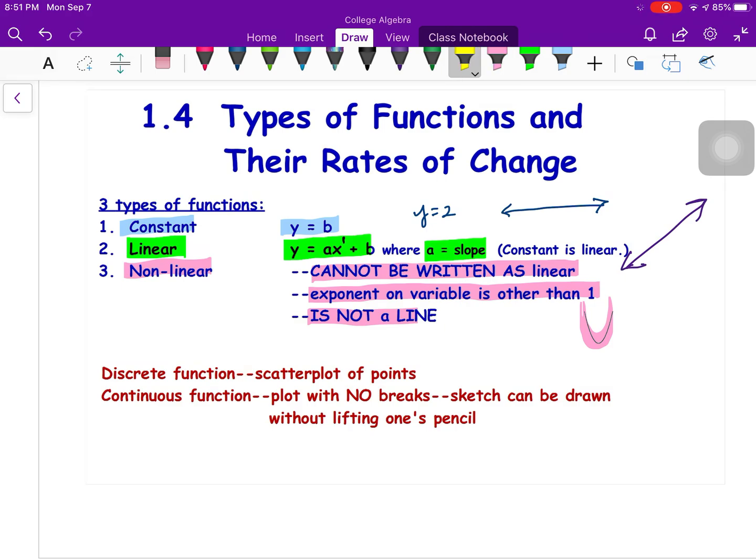Some new terminology are whether functions are considered discrete or continuous. A discrete function is simply a scatter plot of points. A continuous function is a plot with no breaks. The sketch can be drawn without lifting your pencil, like the parabola. I do not have to lift my pencil to draw it.